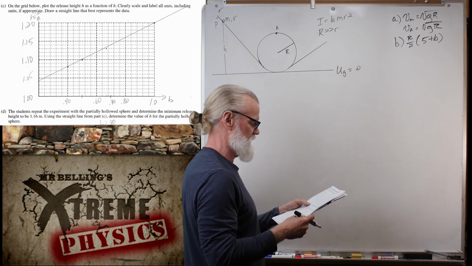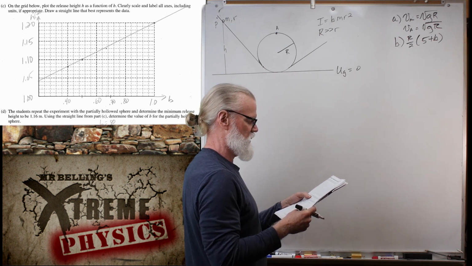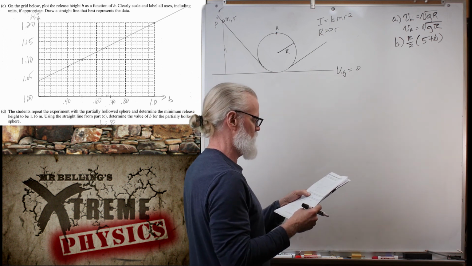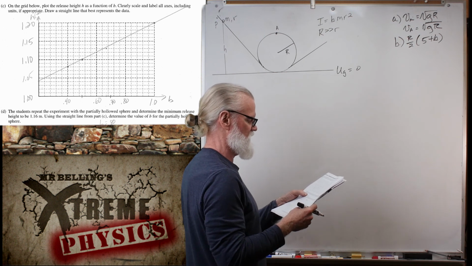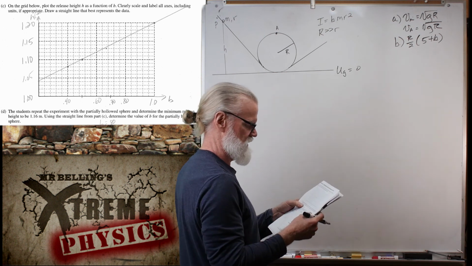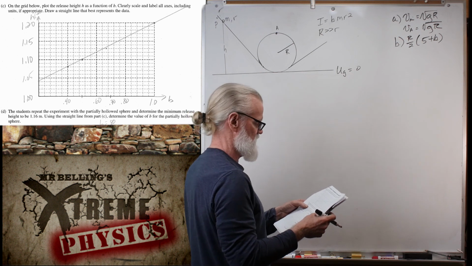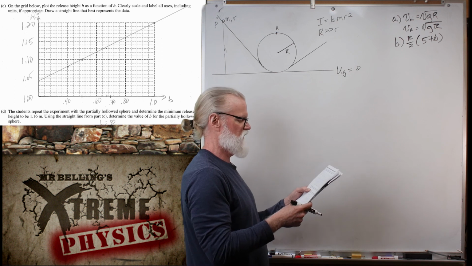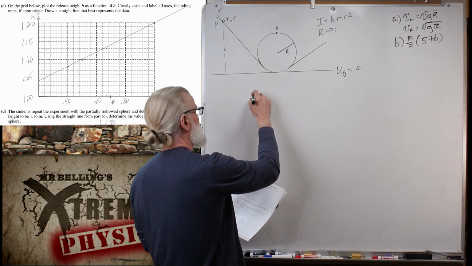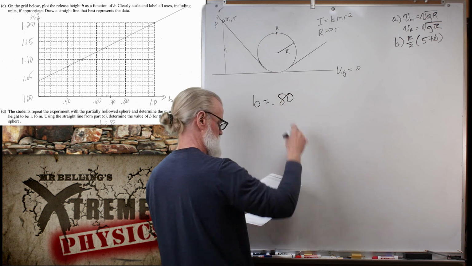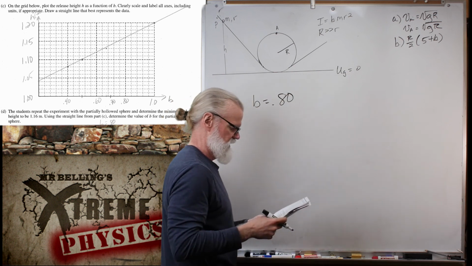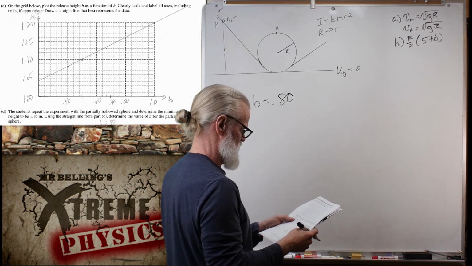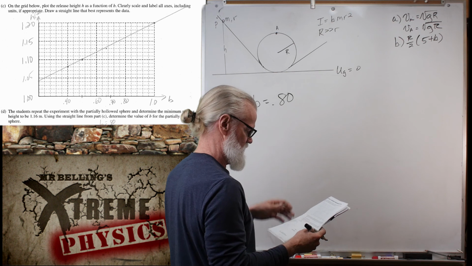The students repeat the experiment with the partially hollowed sphere and determine the minimum release height to be 1.16 meters. Using the straight line from part C, determine the value of b for the partially hollowed sphere. All right, I used the line and I found that b from the line is 0.8. That's what I got. And then it says calculate the radius of the hoop from all that good information.